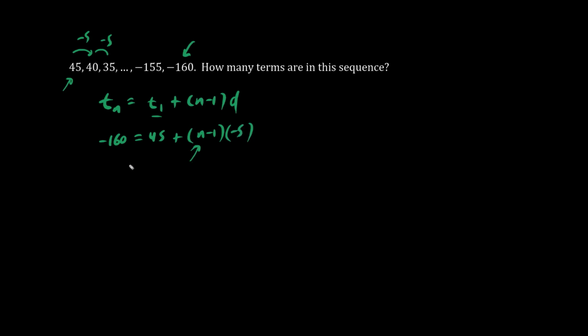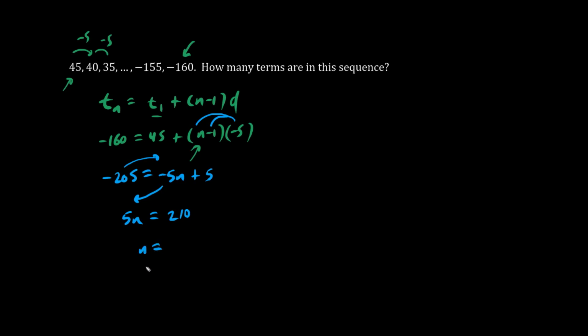The rest is algebra. What's negative 160 minus 45? Negative 160 minus 45 is negative 205 equals, we'll use distribution here, negative 5 times n is negative 5n, and a negative number times a negative number is positive. So we have positive 5. Let's throw negative 5n to the left, making it positive. And this negative number we throw to the right, making it positive. 205 plus 5 is 210.